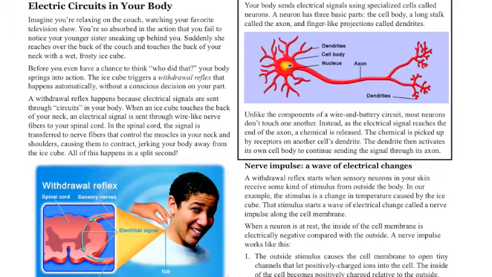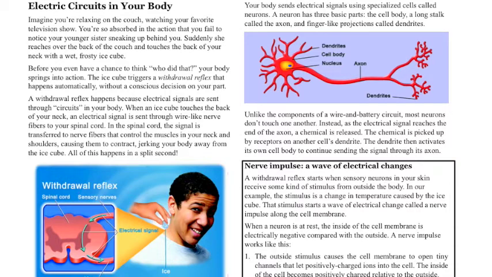Your body sends electrical signals using specialized cells called neurons. A neuron has three basic parts: the cell body, the long stalk called the axon, and finger-like projections called dendrites. Unlike the components of a wire and battery circuit, most neurons don't touch one another. Instead, as the electrical signal reaches the end of an axon, a chemical is released. This chemical is picked up by receptors on another cell's dendrite. The dendrite then activates its own cell body to continue sending the signal through its axon.